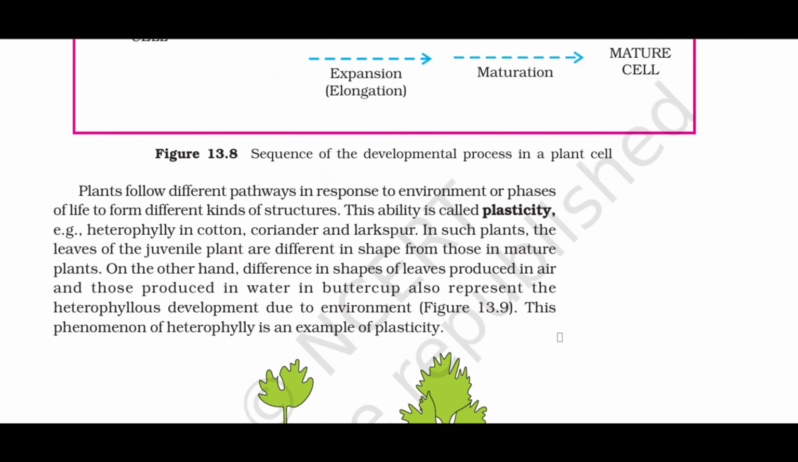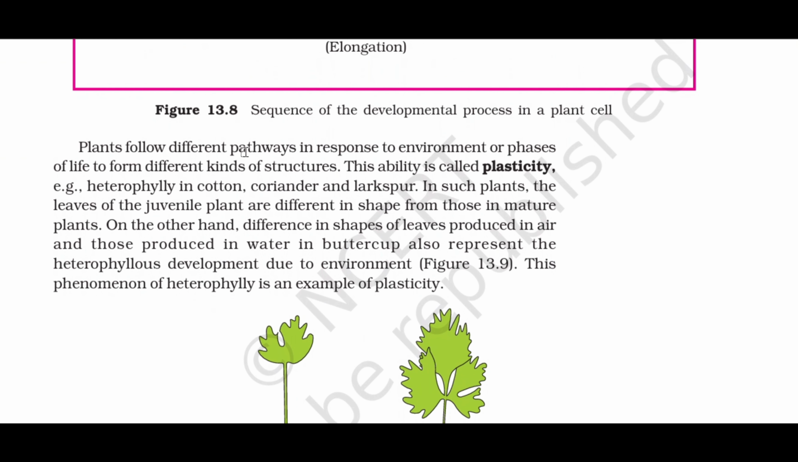Plants follow different pathways in response to environment or phases of life to form different kinds of structures. This ability is called plasticity, for example, heterophylly in cotton, coriander and larkspur. In such plants, the leaves of the juvenile plant are different in shape from those in mature plants.